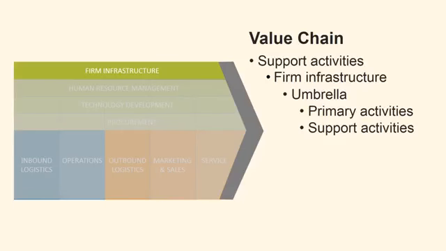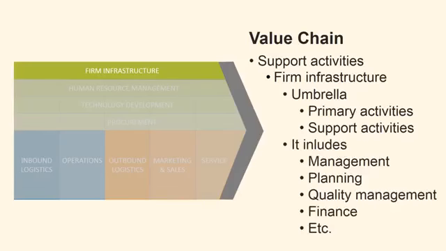Support activity firm infrastructure is a kind of superstructure or umbrella which covers all the other activities. It supports both the primary activities and support activities. It includes the organization of the company, management, planning, quality management, finance, etc.